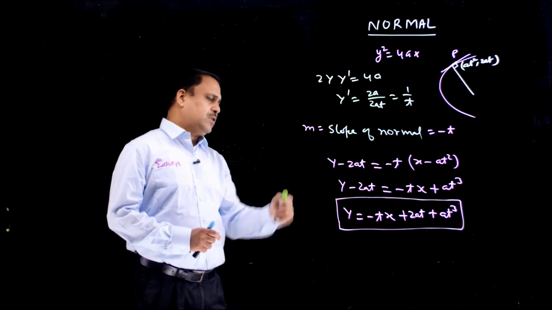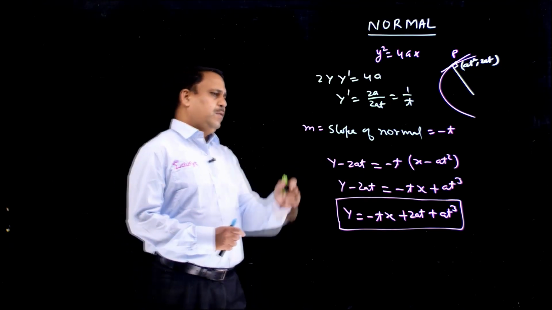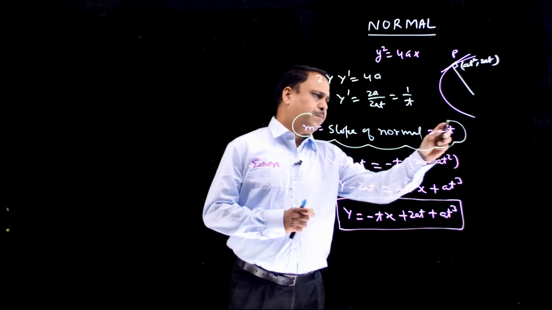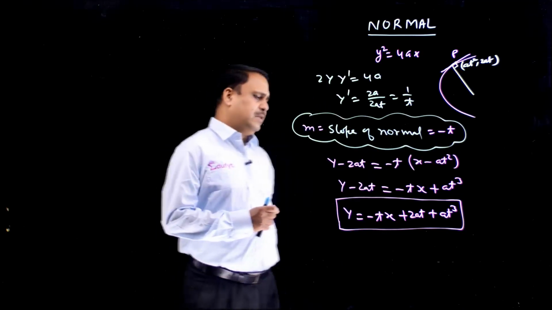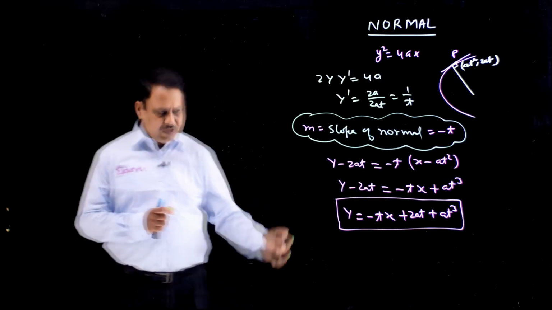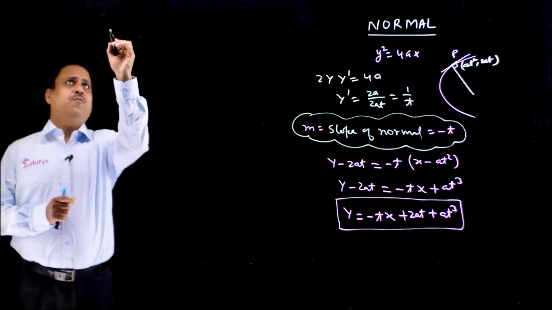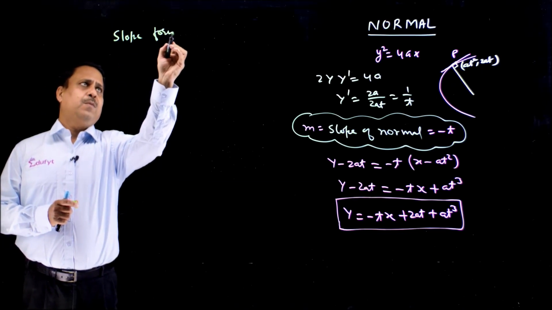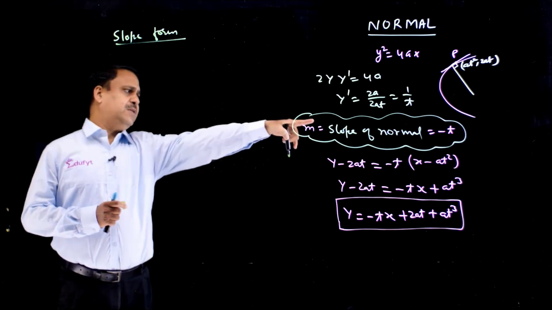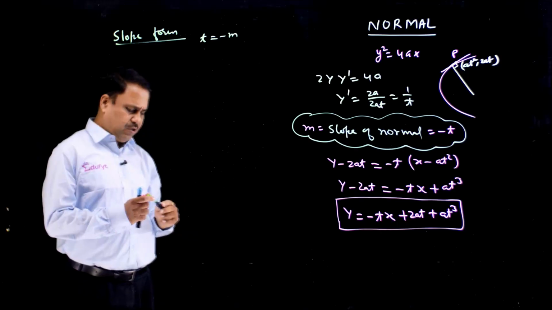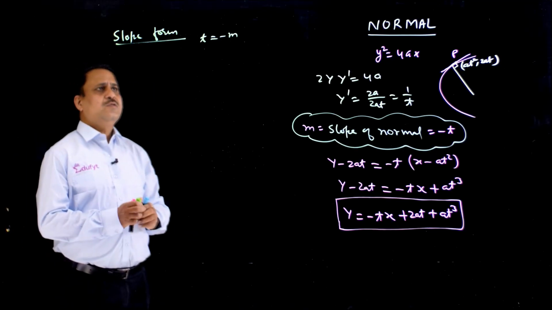We can write the equation of this normal in slope form also. We know the relationship between the slope of the normal and parameter t is m is equal to minus t. That means if I replace t with minus m, I will get the equation of the normal in slope form. So from that relation I know m is equal to minus t, so replace t is equal to minus m.